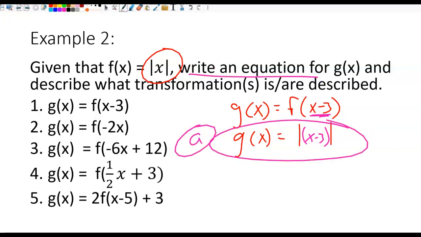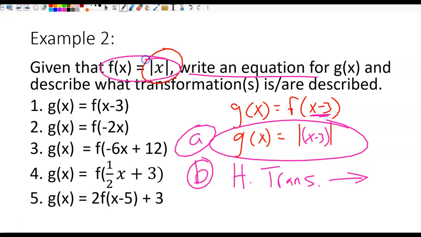That's the equation. Now I need to describe what that transformation is. Well, I'm subtracting a number from the x. And when that happens, that results in a horizontal, I'll just use H, translation to the right. So it would slide my graph to the right. So f of x, the absolute value of x, looks something like this. But since I'm subtracting 3 from the x, the whole graph would shift like 3 spaces to the right. Should be touching the x-axis still.